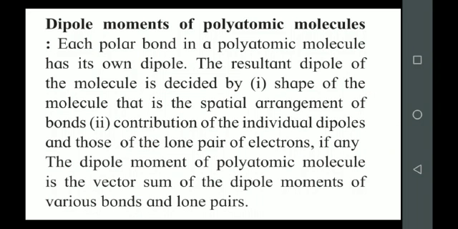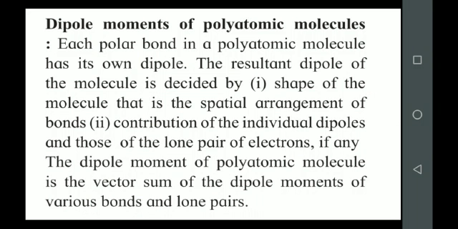So dipole moment is going to depend on that bond dipole moment, as well as on how the molecular orbitals are arranged, that is, the shape of that molecule. If any lone pair of electrons is there, the arrangement of that lone pair will also contribute to the resultant or total dipole moment.